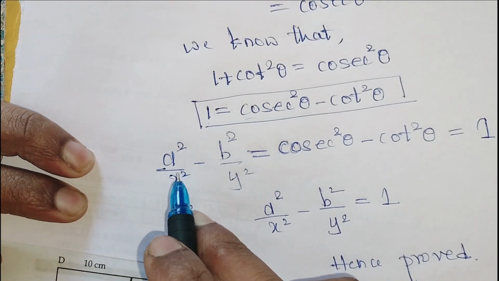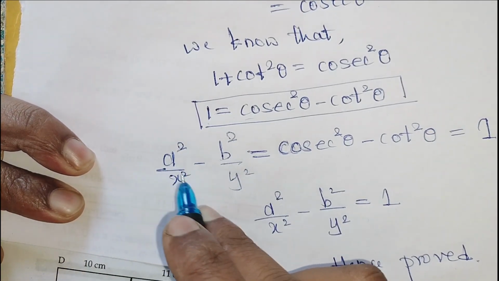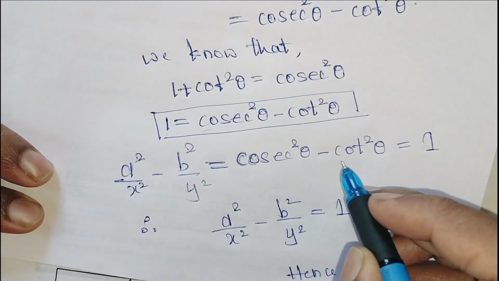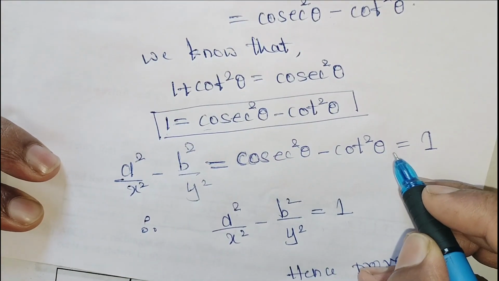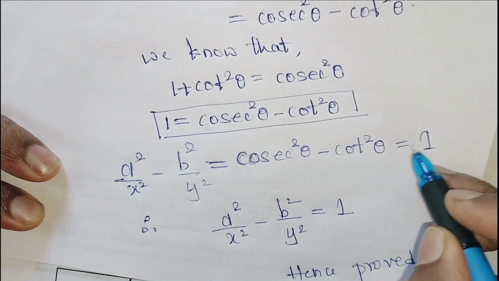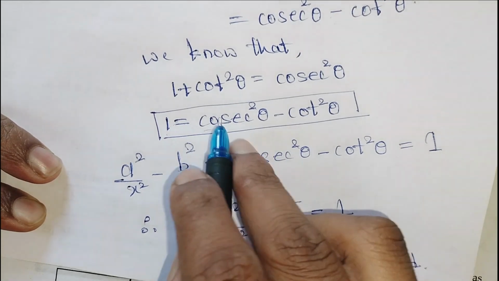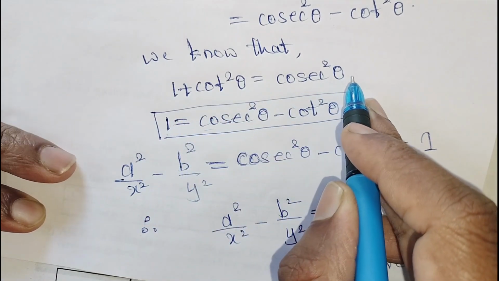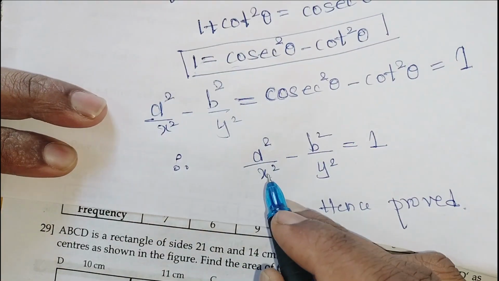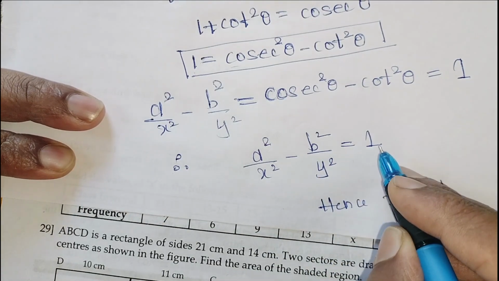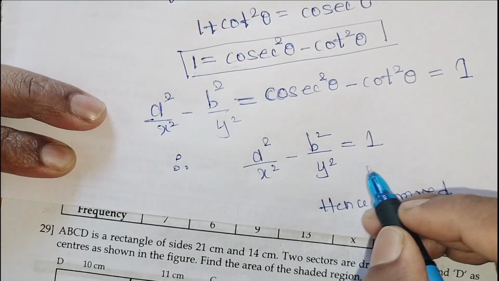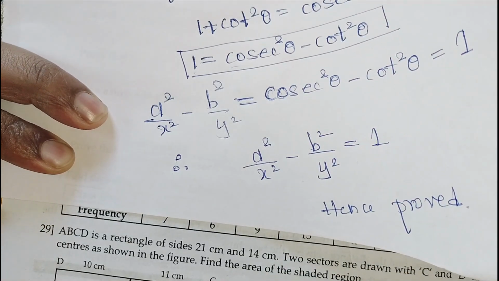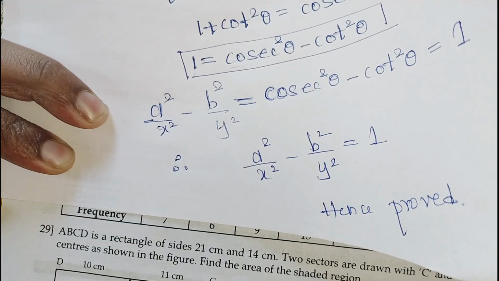We solved a square by x square minus b square by y square equals cosec square theta minus cot square theta, and that equals 1 using the trigonometrical identity 1 plus cot square theta equals cosec square theta. We arrived at the result, and that becomes 1. So hence it's proved. And next, go to the next problem.